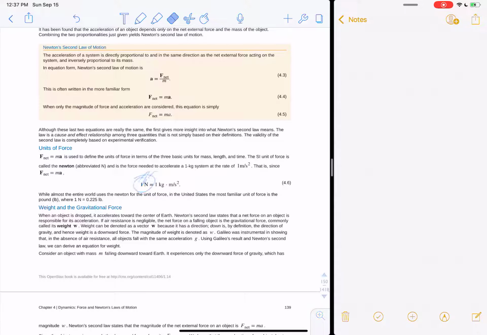And if you ever forget what the units of force are, F is equal to ma. Well, you know that mass is kilograms and acceleration is meters per second squared. So then a newton is a kilogram meter per second squared. Yeah, that's what 1 newton is.